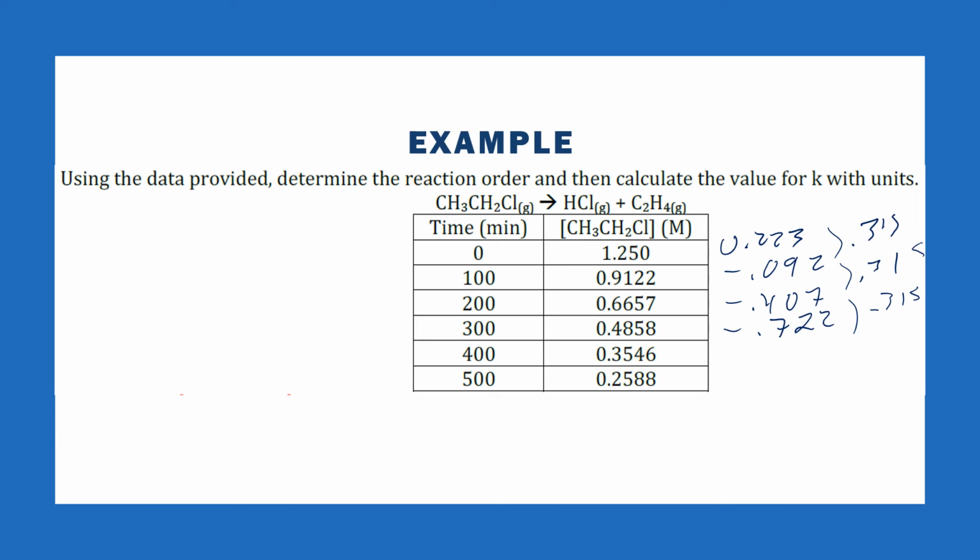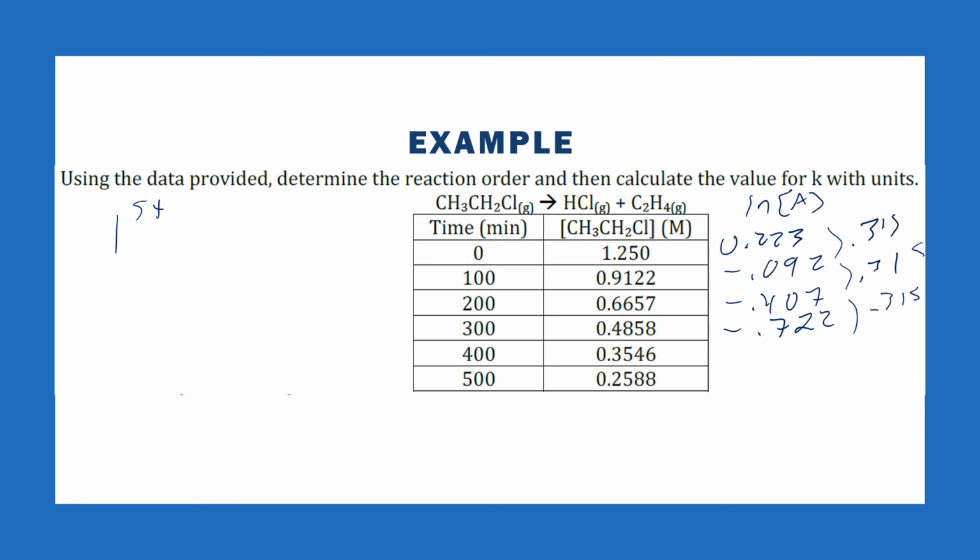So now the difference between them is constant, and the difference in the time is constant, so you know that must be a linear graph with the ln of the concentrations. Because the ln of concentration versus time is a straight line, we know it's first order. So that's our first bit of information.